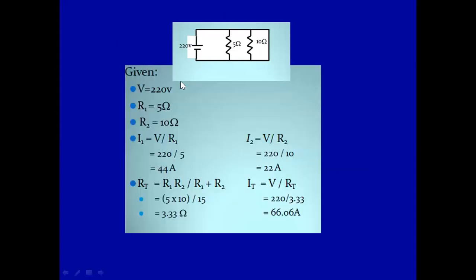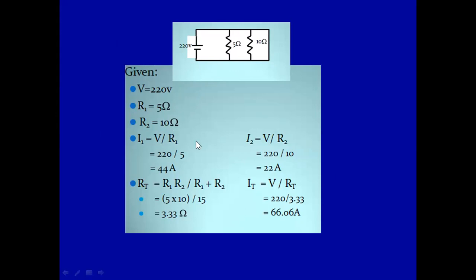We are given with the following. We have your total voltage as 220 volts. Remember that your total voltage in a parallel circuit is equal to the first voltage and second voltage, or the voltage that flows on your 5 ohm resistor and 10 ohm resistor. So your R1 would be equal to 5 ohms and your second resistor as 10 ohms.